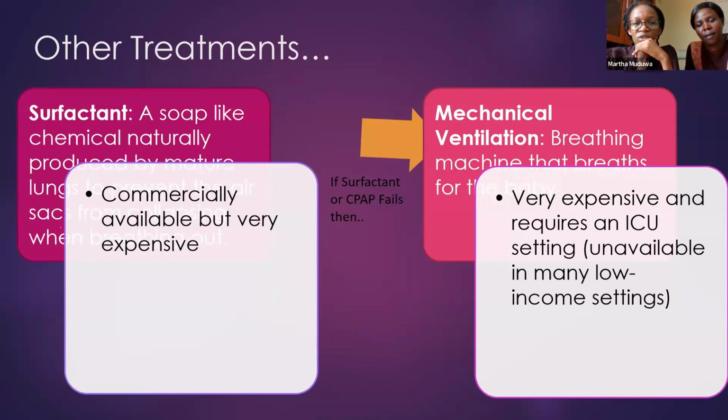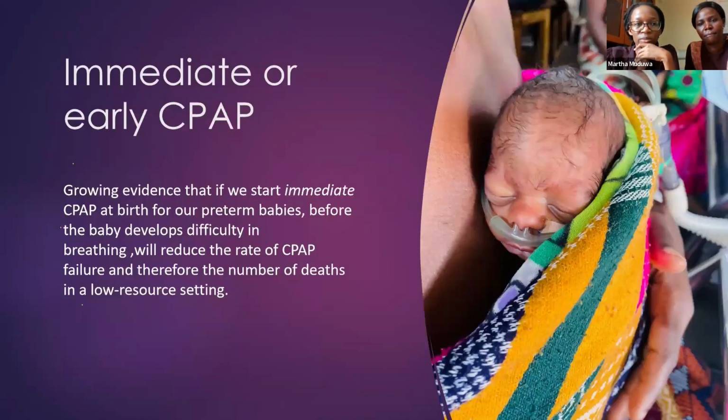So we want to avoid reaching this point of needing mechanical ventilation. One of the ways that have been found to do that is with immediate or early CPAP. So initiating CPAP within the first few minutes of delivery, targeting 15 to 30 minutes right after delivery. And this has been found in high resource settings to reduce the need for mechanical ventilation. So that could also be something that we can look into in a low resource setting, since we do not have anything else if CPAP fails to work.